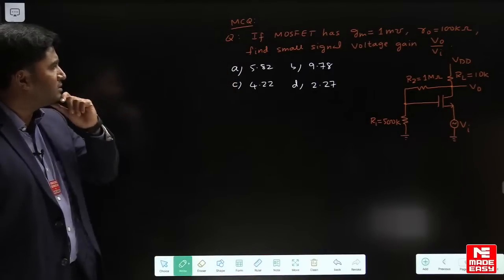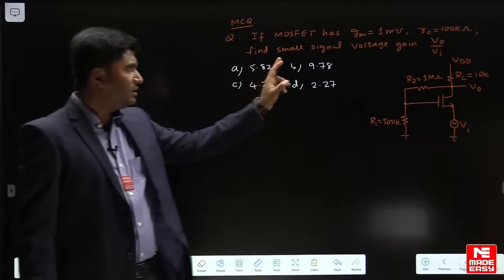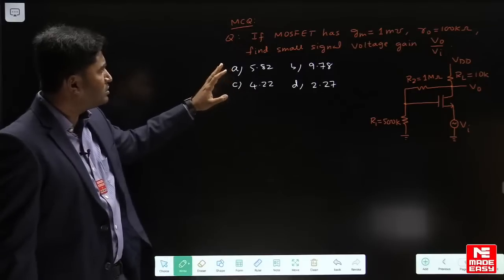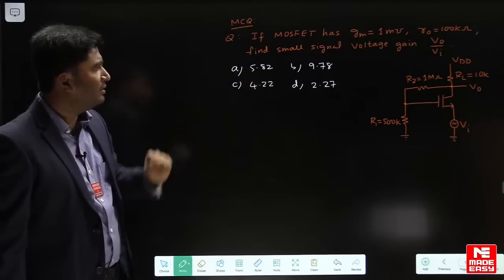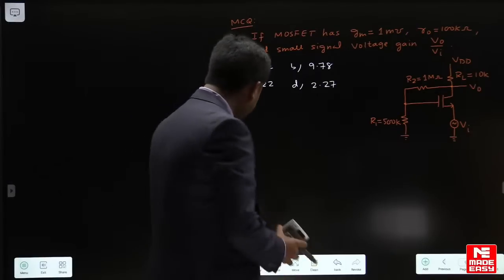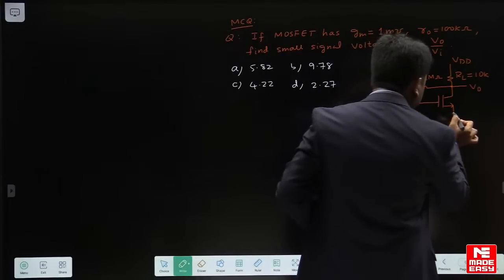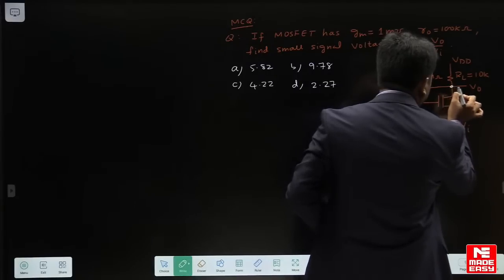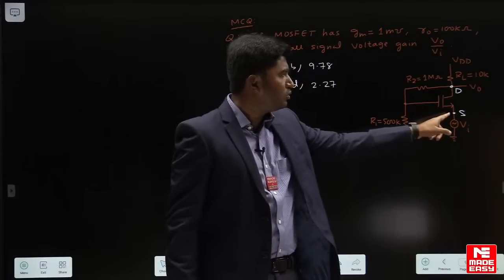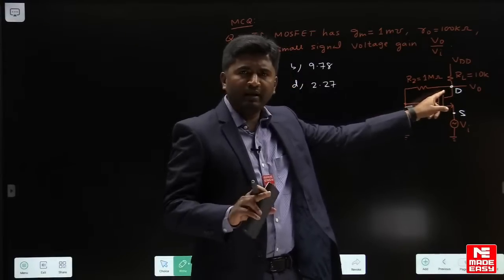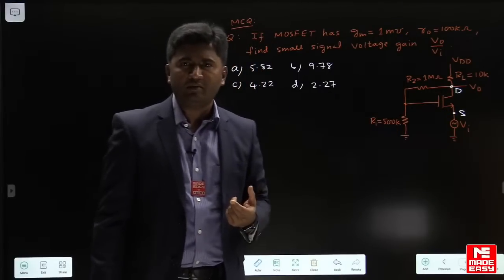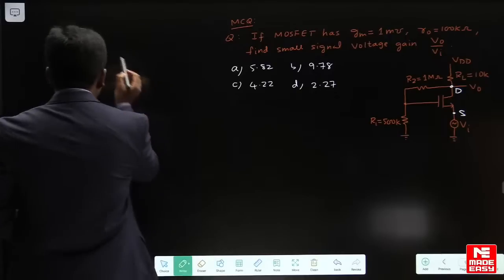Now this is also a question based on MOSFET. Here transconductance and R0 are directly given, and we have to find the small signal voltage gain V0 upon Vi. First of all, observe that in this amplifier input is applied at the source terminal and output is taken from drain. Input we have connected with the source terminal and output we have tapped from the drain terminal. So it becomes a common gate amplifier. This question is based on common gate amplifier.